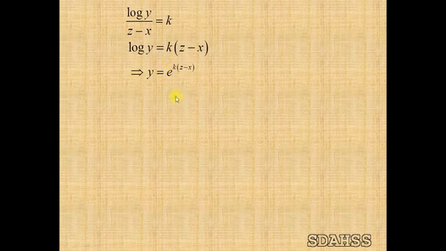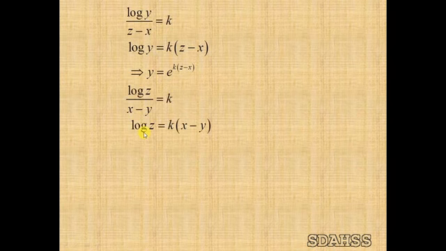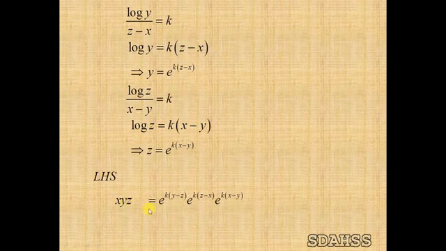Equate the last one. Log z divided by x minus y is equal to k. Cross multiply. Then you will get log z is equal to k into x minus y. Similarly here also you have to take e on both sides, e and log cancel, so remaining you have z is equal to e power k into x minus y. Then LHS is xyz, where x is e power k into y minus z, y is e power k into z minus x, and z is e power k into x minus y.